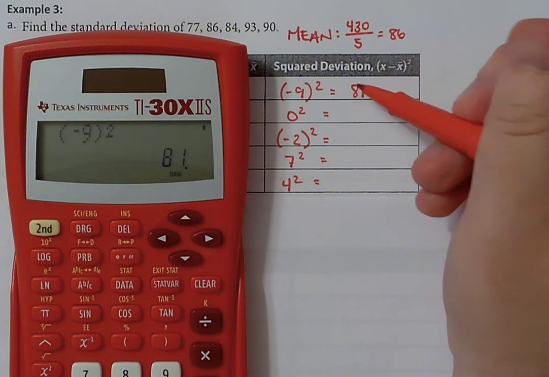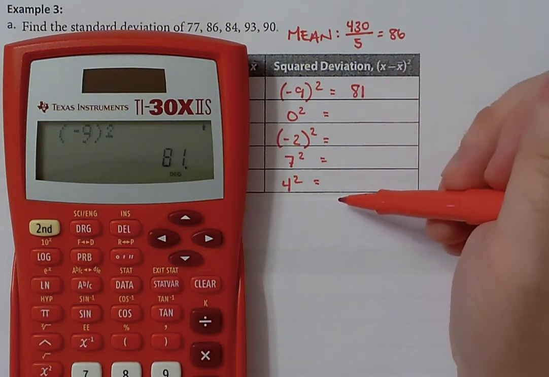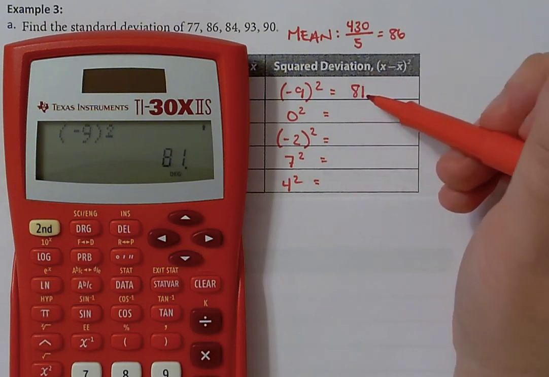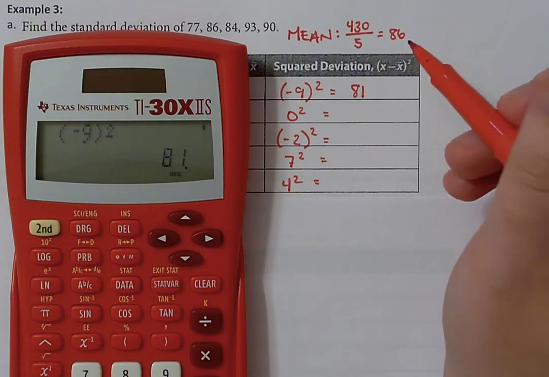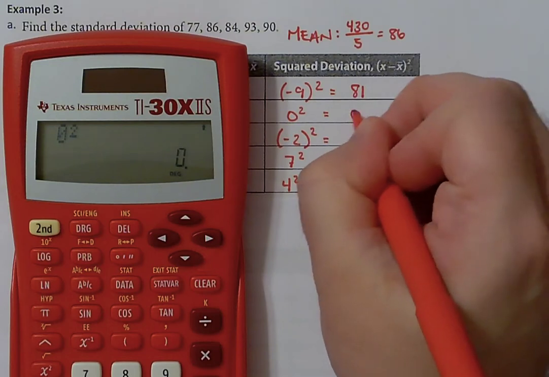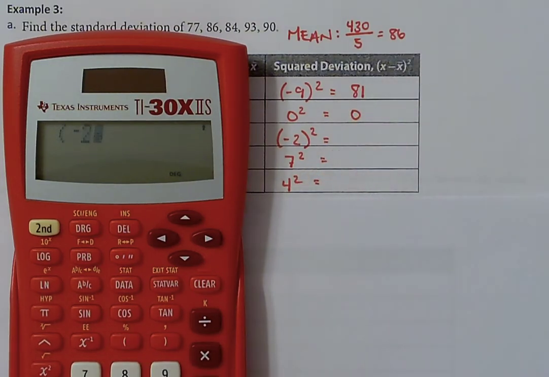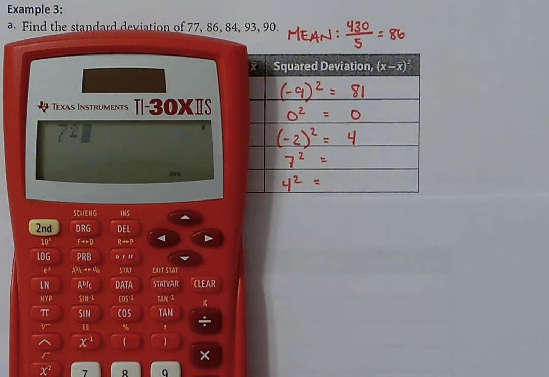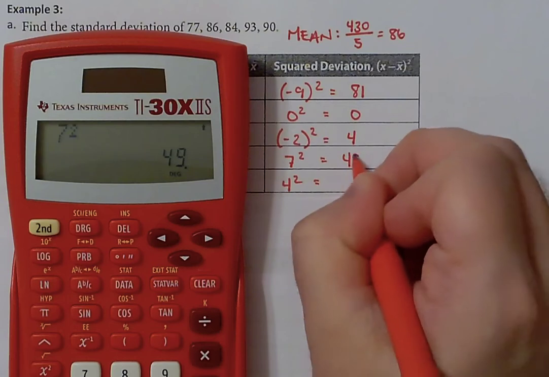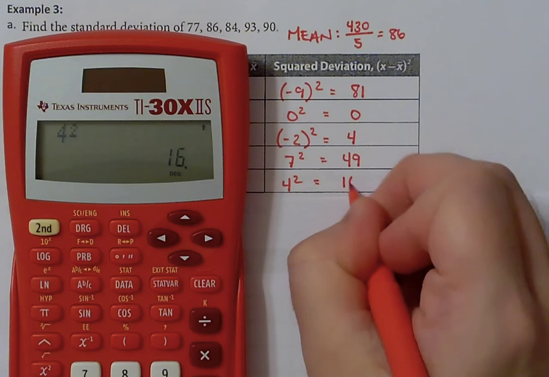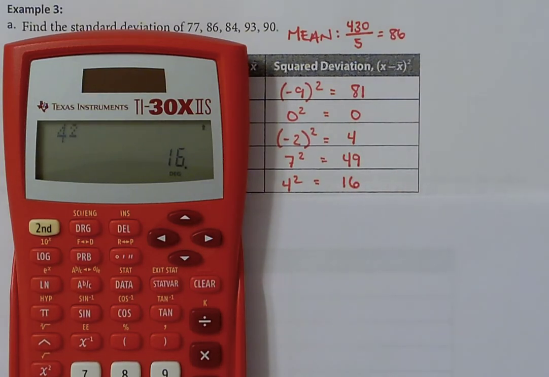Whenever you go through and square all of these numbers, you should always end up with a positive number. So know that whatever you get, if you happen to get a negative, just take out the negative and just do the positive result. So 0 to the power of 2 is 0. Negative 2 to the power of 2 is 4. 7 to the power of 2 is 49. And then 4 to the power of 2 is 16. So I now have 81, 0, 4, 49, and 16.